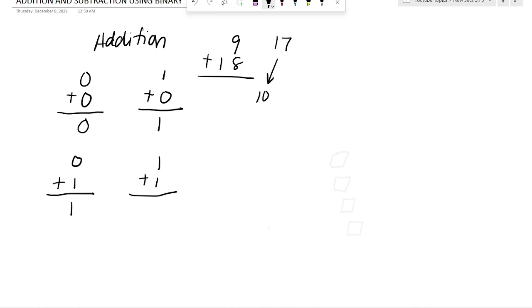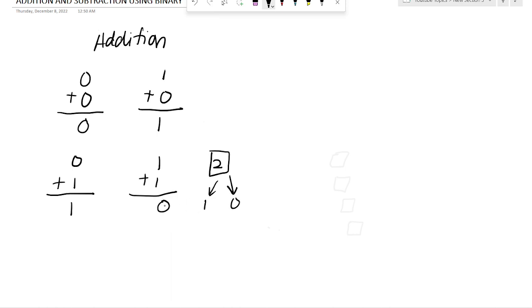So I have one set of 10 with a remainder of 7. So I would write down my 7 and carry my one set of 10, which would give me 27. It's the same thing in base 2. So instead of writing 2, I'm going to say how many sets of 2 can I get from 2, which is going to be 1. And what would be my remainder? My remainder would be 0. So I have one set of 2 with a remainder of 0. So I'm going to write down that remainder and carry my one set of 2, which would end up giving me 10.